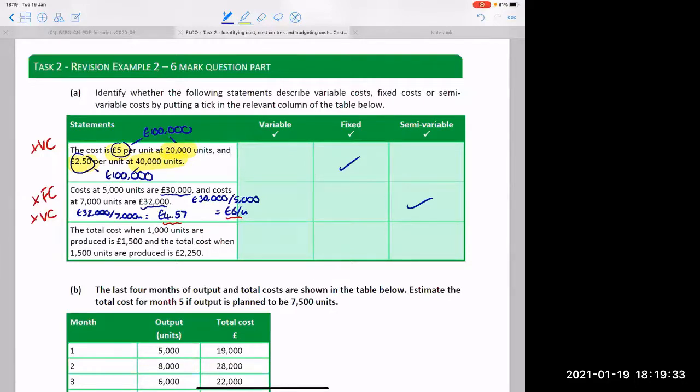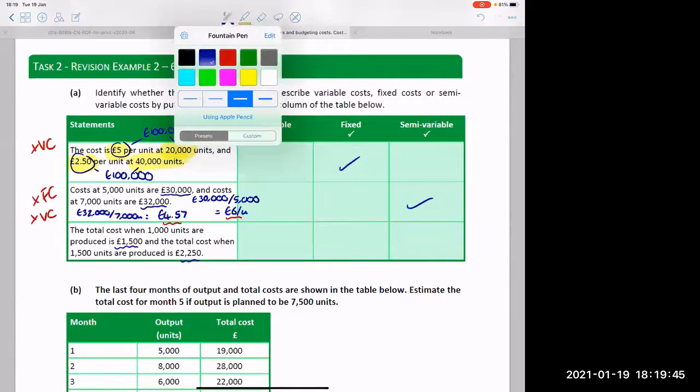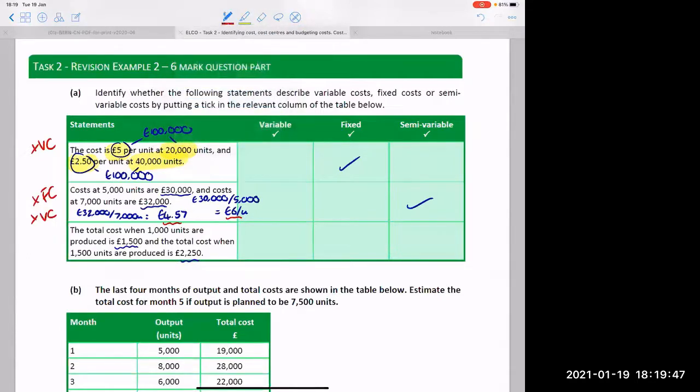Last box then, the total cost when 1,000 units are produced is 1,500, and when 1,500 units are produced is 2,250. Total cost 1,500, total cost 2,250. Total cost has moved, so we are ruling out fixed cost. And the good thing is, at least once you've done that, then you've narrowed down your answer, haven't you? You know which one that you're definitely not going to tick.